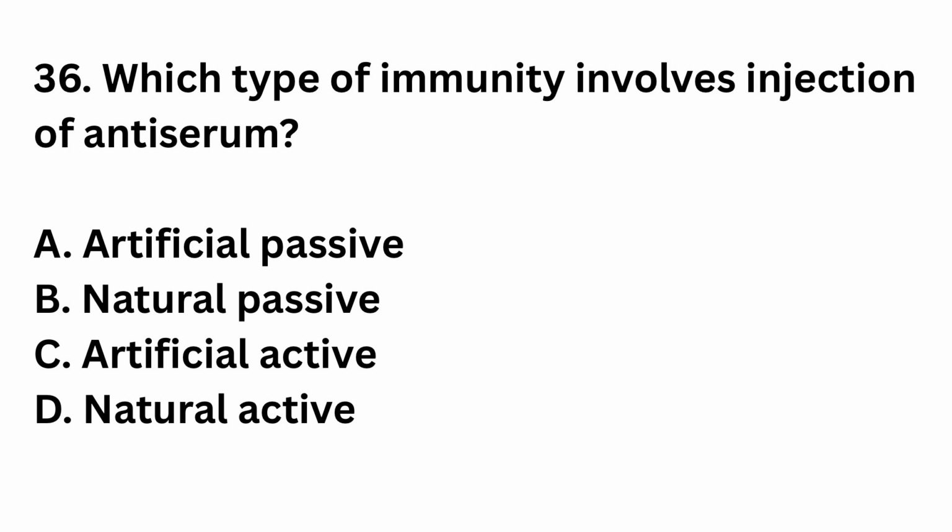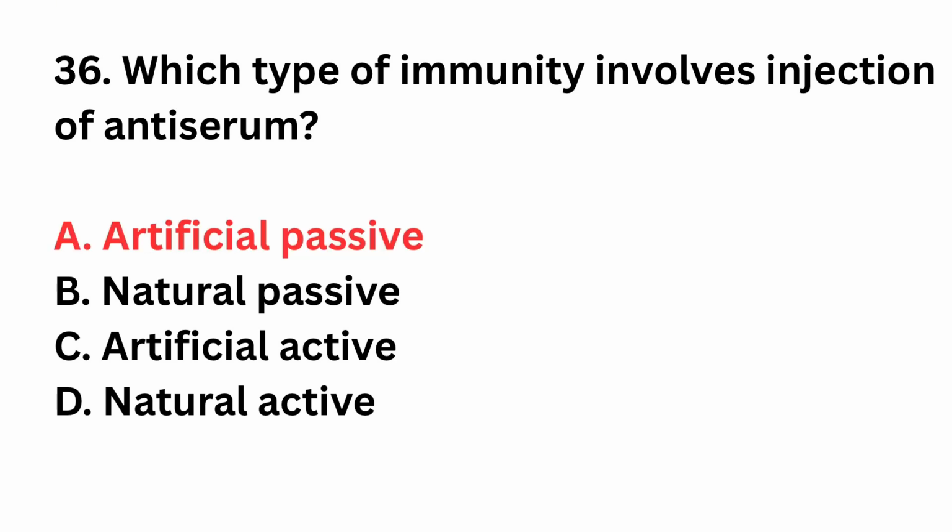Question number 36. Which type of immunity involves injection of antiserum? Artificial passive, natural passive, artificial active, natural active. The right answer is option A, artificial passive. Preformed antibodies are given. Protection is immediate but temporary.